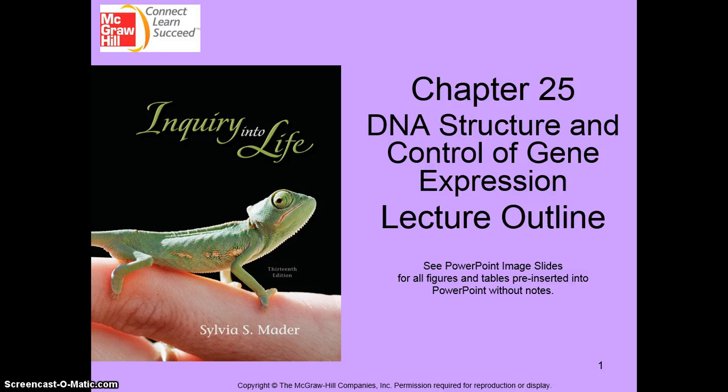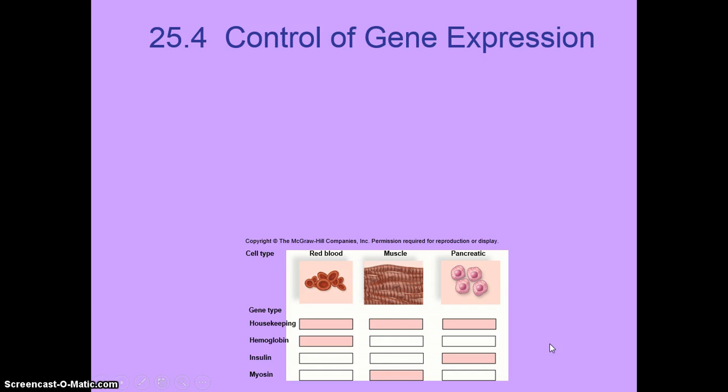Today's lecture will finish up Chapter 25, Section 4, with control of gene expression. Then we're going to cover 25.5, which talks about gene mutations. Gene expression is responsible for making cells the types of cells that they are.